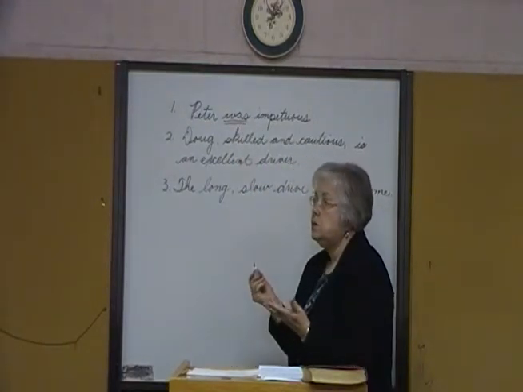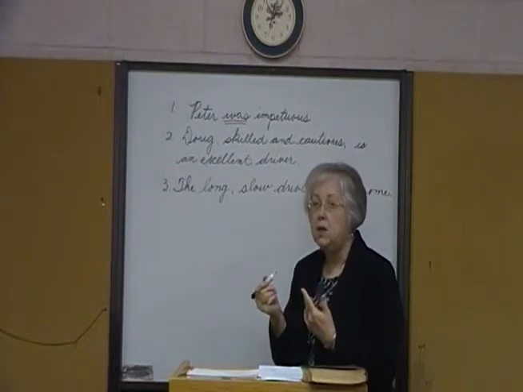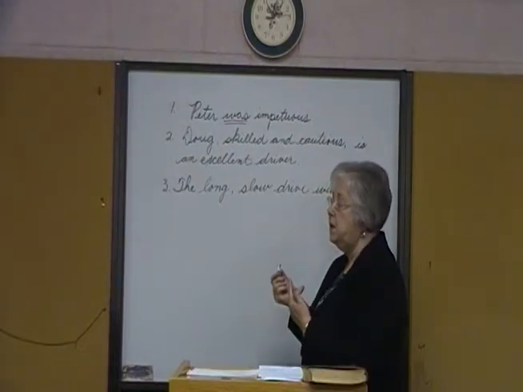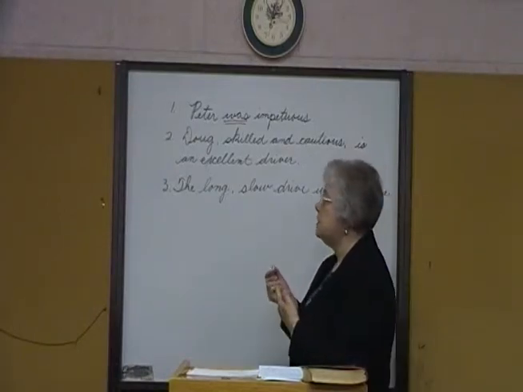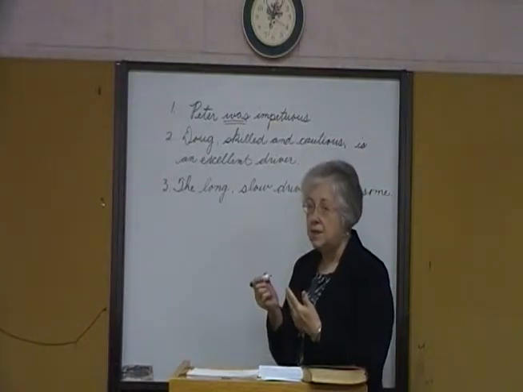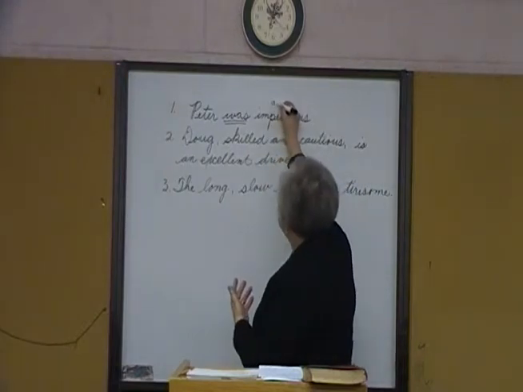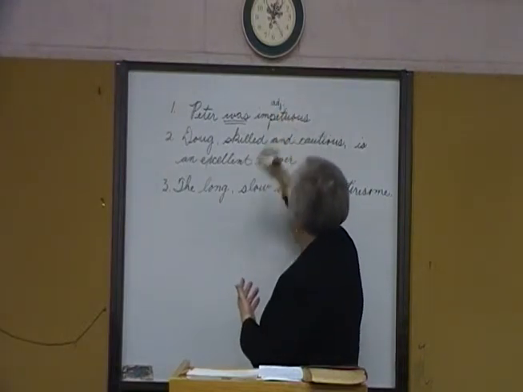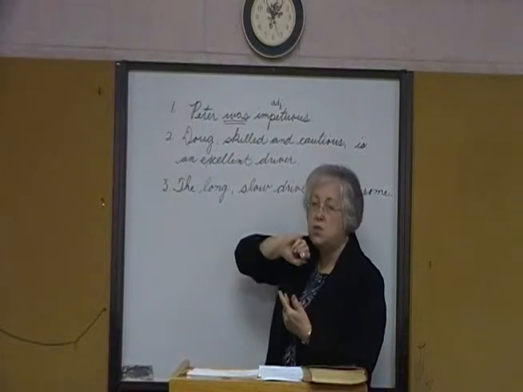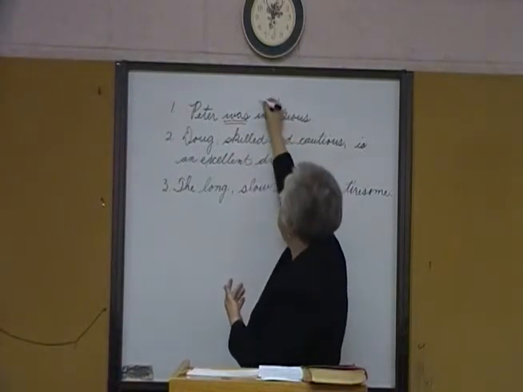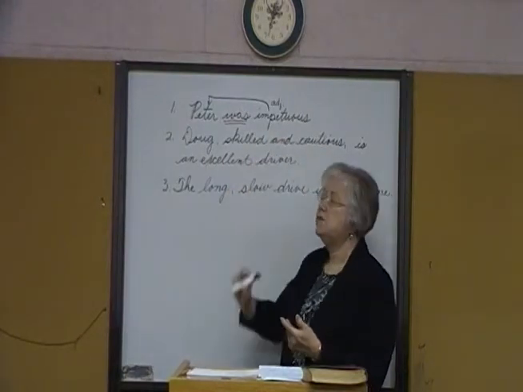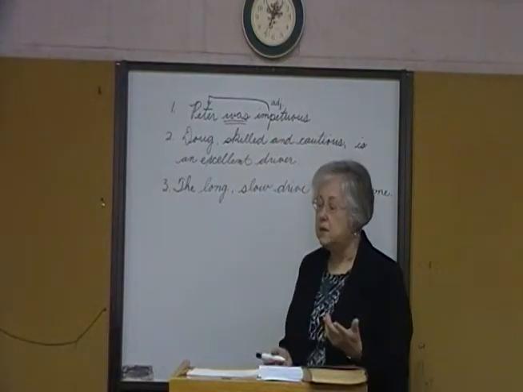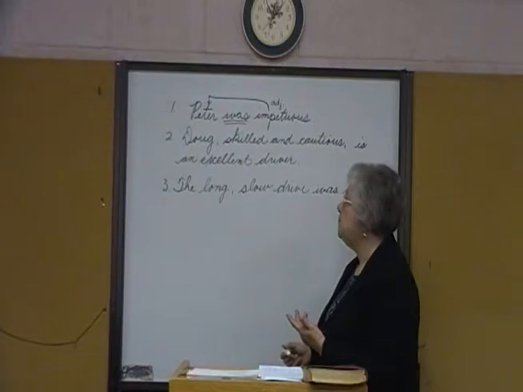Now, nouns. Peter is a noun. Peter is a proper noun. It has a capital letter. It's naming someone in particular. Impetuous. Impetuous is an adjective. And who is impetuous describing? Peter. So in that sentence, the adjective is following a linking verb, but it's still describing Peter.